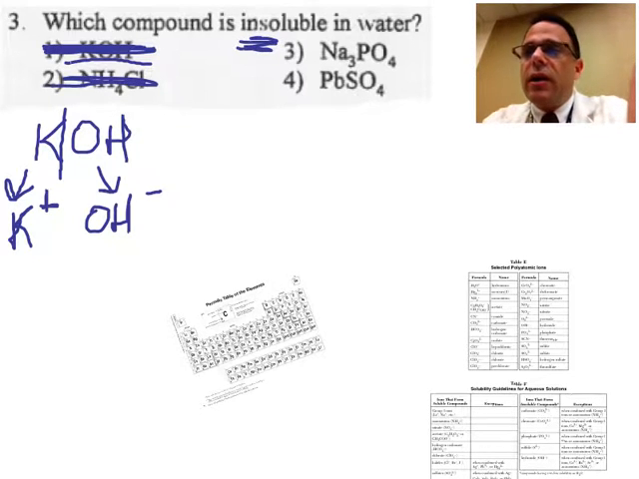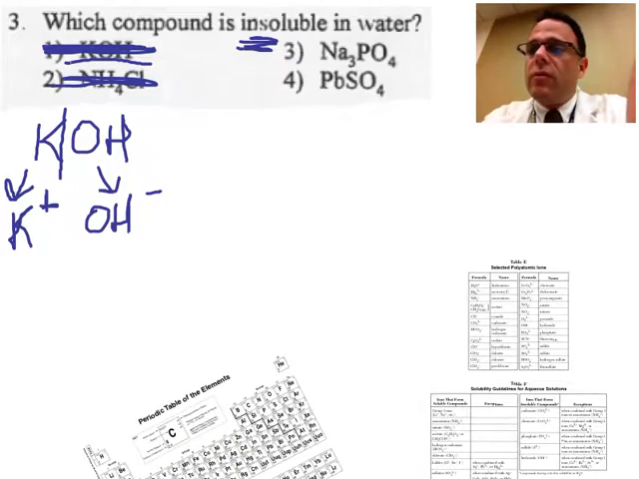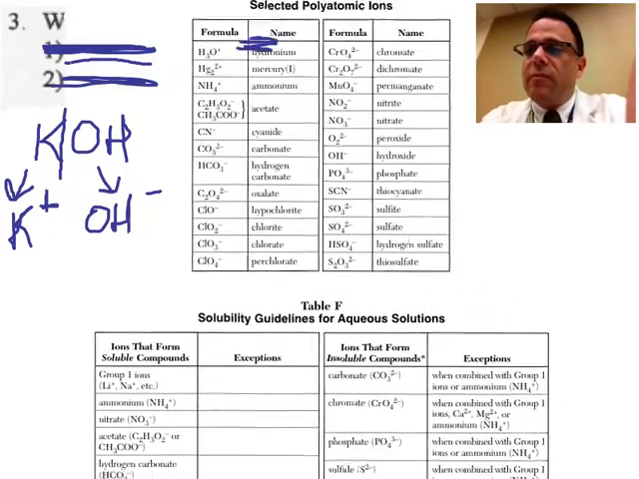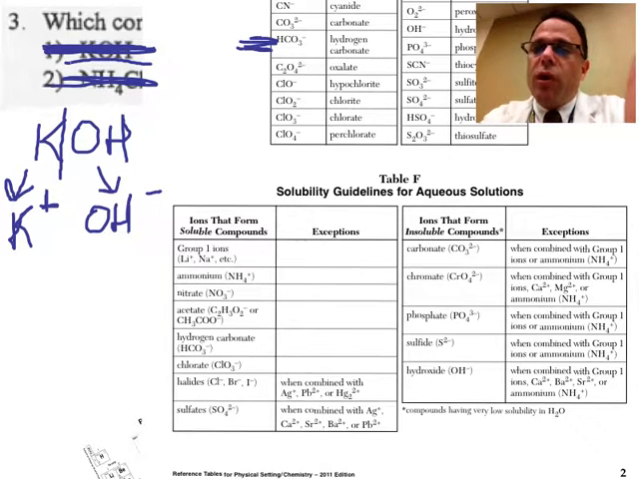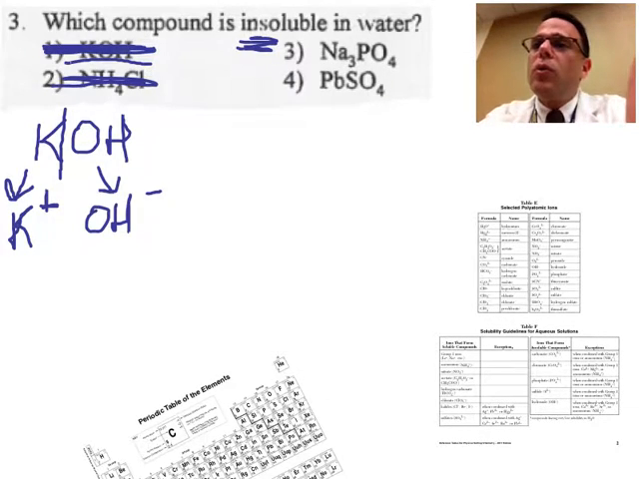Can't be. Okay, sodium phosphate. We could either look for sodiums, and sodium is a group 1, or we could look for phosphate. And you'll see both. Right here it says all group 1s. All group 1s are soluble, no matter what. Where's ammonium? Oh, even right here. All are soluble. No matter what, it's soluble. Let's get rid of it.